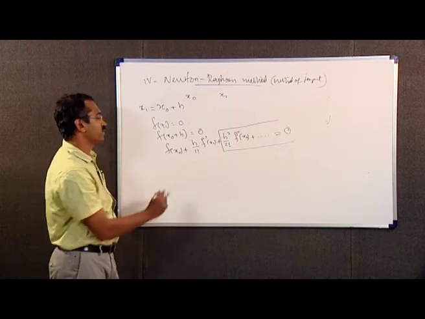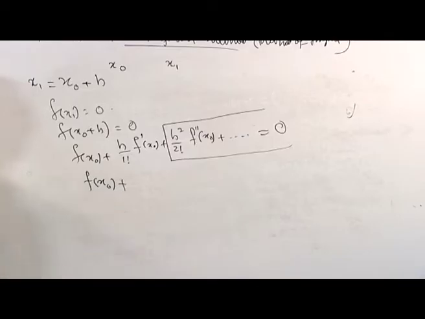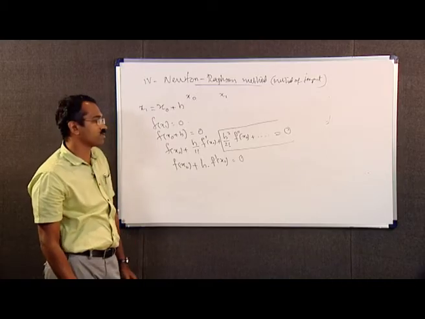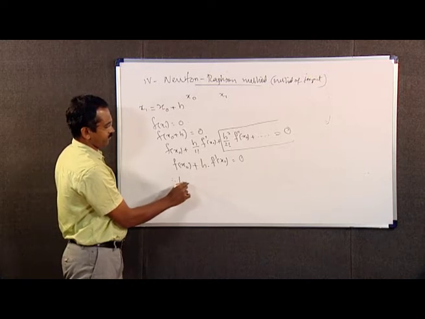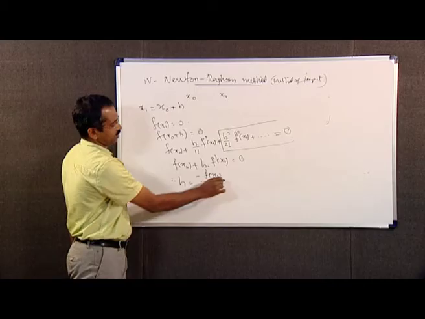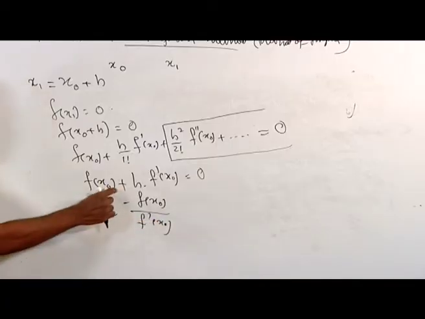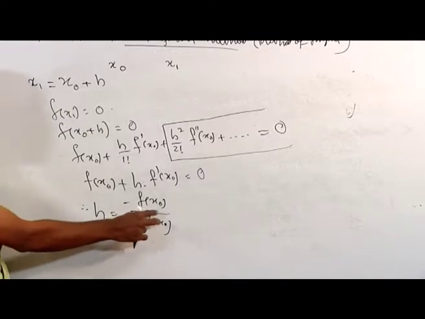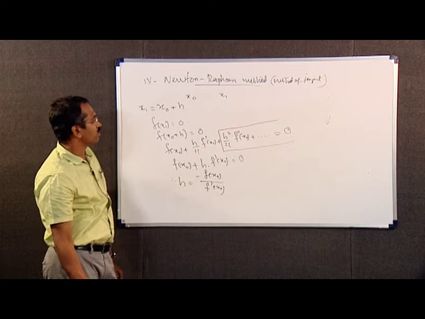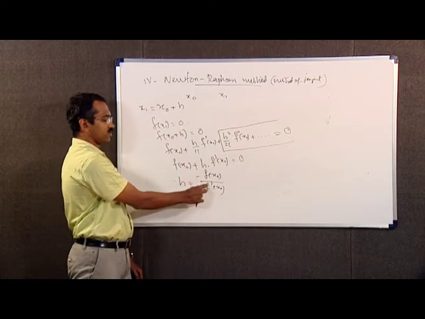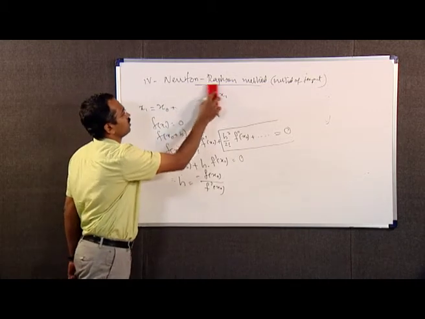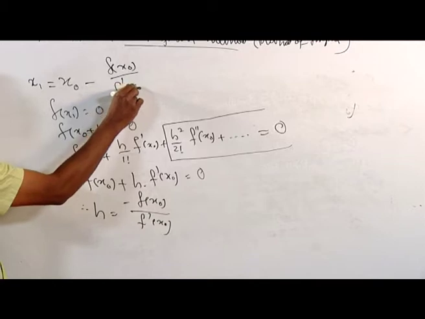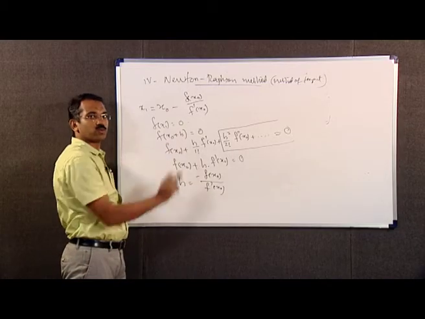Therefore, we can write f of x naught plus h into f dash x naught is equal to 0. That is, f of x naught equal to negative of h into f dash of x naught, which gives h equal to minus f of x naught divided by f dash at x naught. Therefore, x1 is equal to x naught plus h, that is, x1 is equal to x naught minus f of x naught divided by f dash at x naught, which is the approximate value of the actual root.